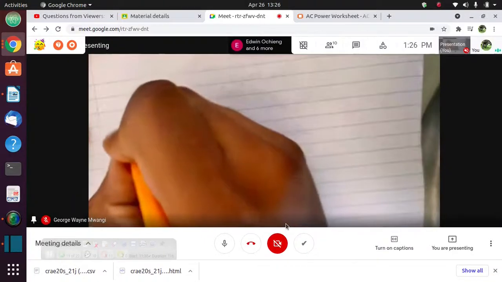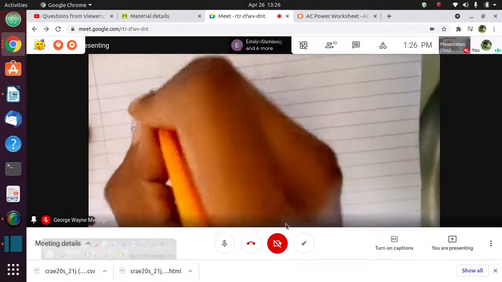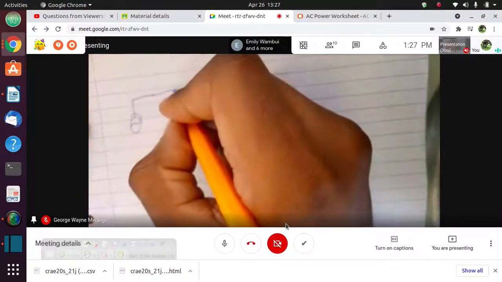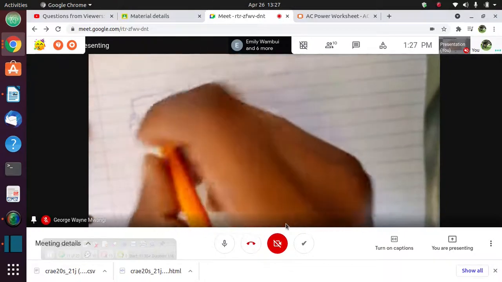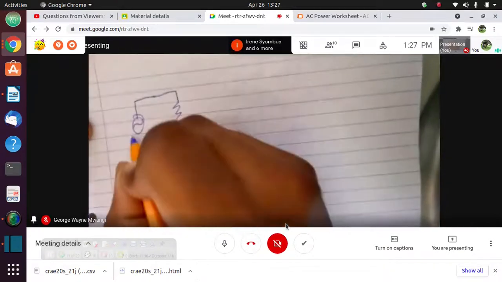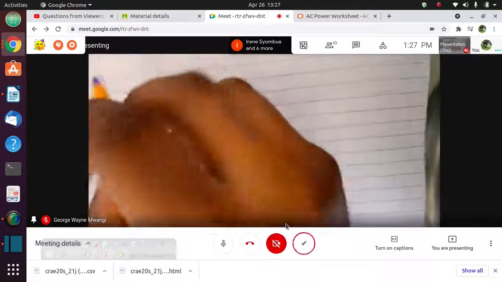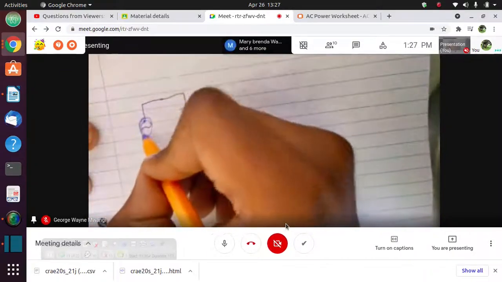We'll do power factor when we use the power triangle later. Let us understand using the impedance triangle. Now, you have been given another circuit like this.